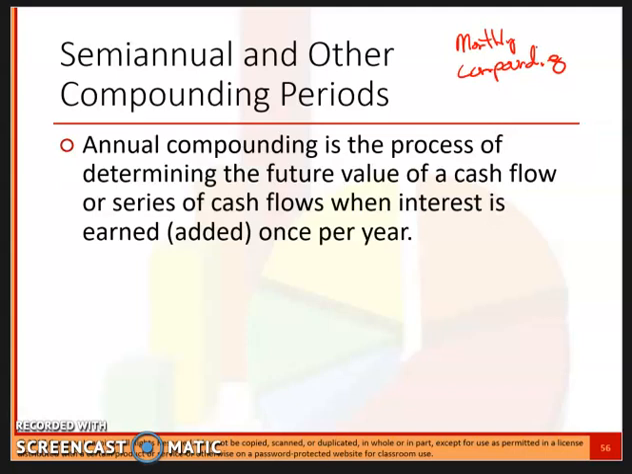Most bonds use semi-annual, twice a year. So monthly, 12 times a year. Quarterly, 4 times a year. Everything we've done so far has been annual compounding. In this case, we determine a future value by adding the interest earned once per year, or our present value we discounted it once per year.